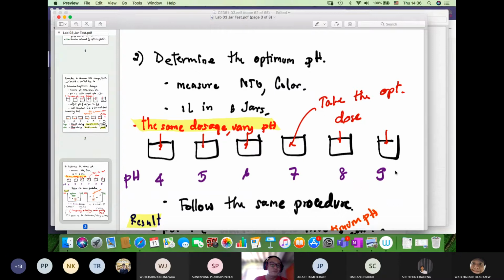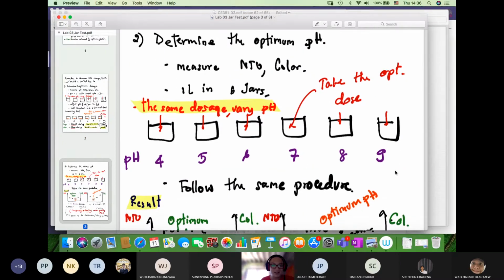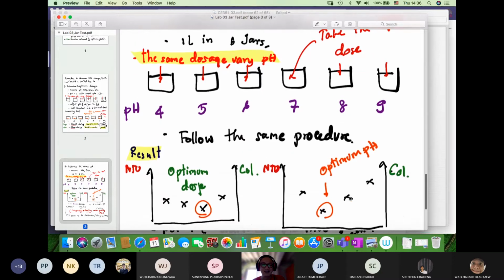After adding the coagulants, just follow the same procedure. Rapid mixing for 3 minutes, slow mixing for 12 minutes, and then wait for another 30 minutes. So at least 2 batches you need to do for one type of the coagulant.